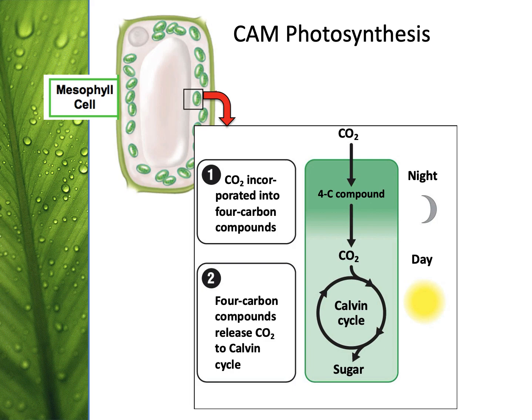They stored it overnight by using PEP carboxylase to fix that carbon dioxide into 4-carbon organic compounds. Because these organic acids can be transported out of the vacuole and broken down to release carbon dioxide, which then enters the Calvin cycle, this allows CAM plants to do photosynthesis during the day with their stomata closed.